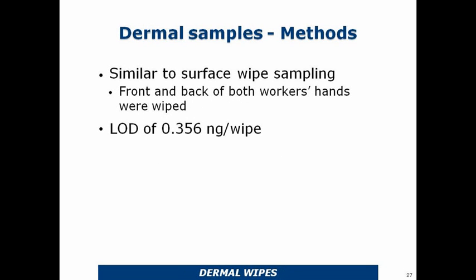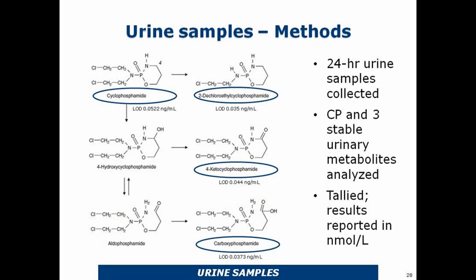In terms of the dermal sampling, we basically replicated the surface wipe sampling, but we wiped the front and the back of the worker's hands. Because it's the same analytical method, we had the same limit of detection. For the urine samples, as I mentioned before, looking strictly at the parent product of cyclophosphamide is a possible underestimate because about 30% is excreted unmetabolized. So there's about 70% that might be metabolite or byproduct. So we looked at 3 additional metabolites that were stable, and then tallied them up to get a sense of the urinary contamination levels for cyclophosphamide.